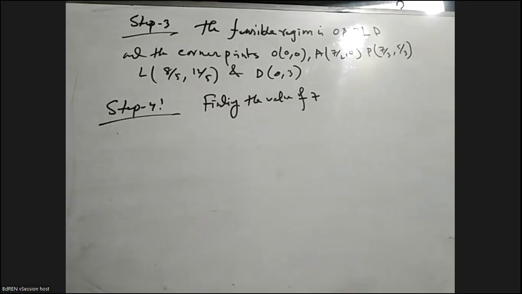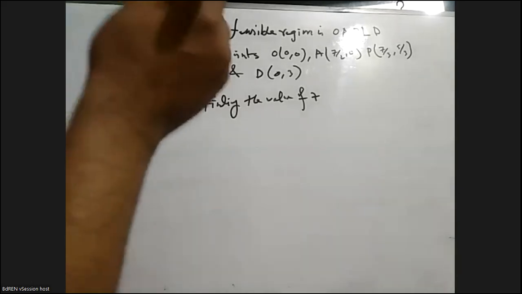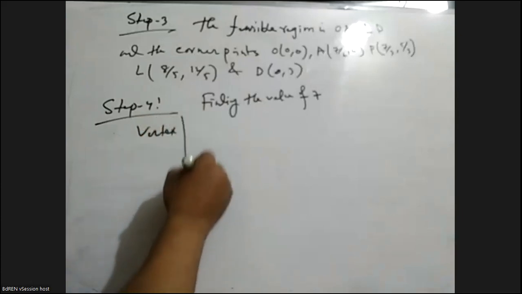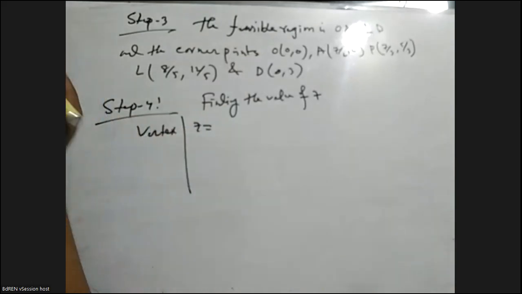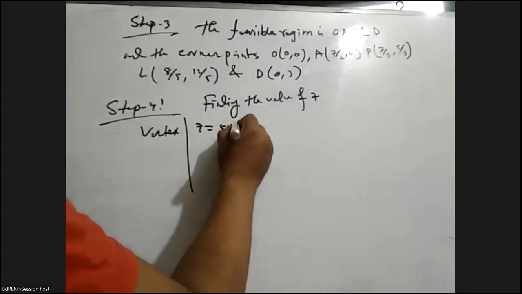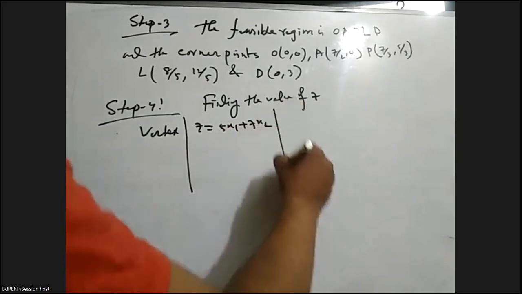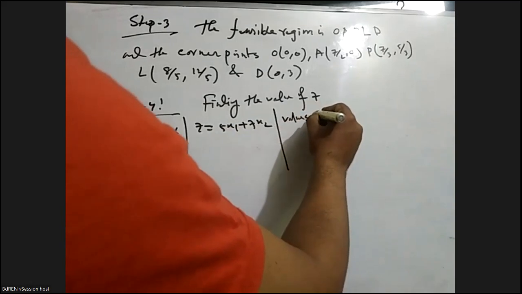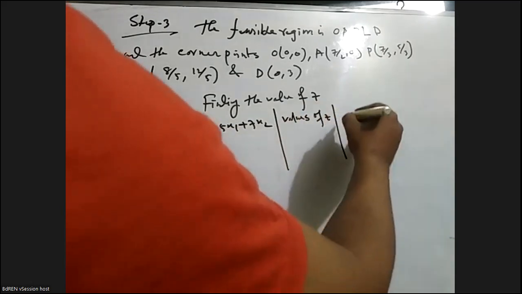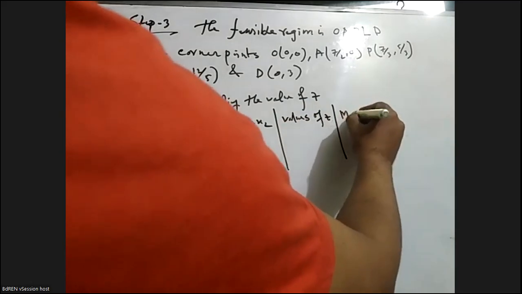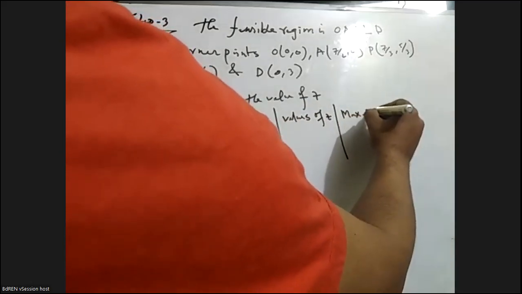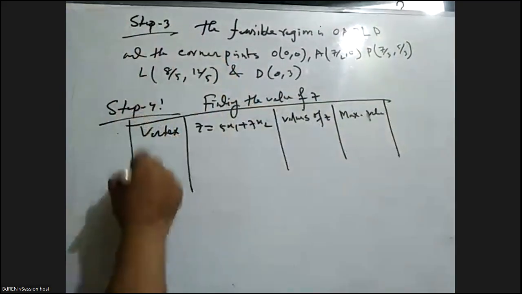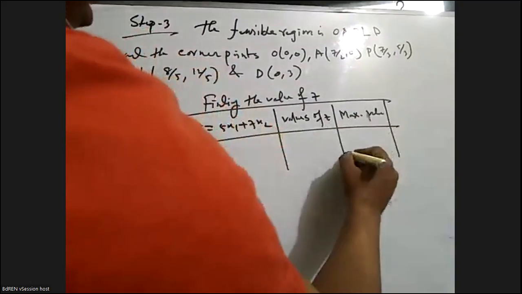Now finding the value of Z. First vertex, then Z value, objective function: 5x1 plus 7x2. Then values of Z, then max value. Okay, max value. So this is the table as in the previous example.